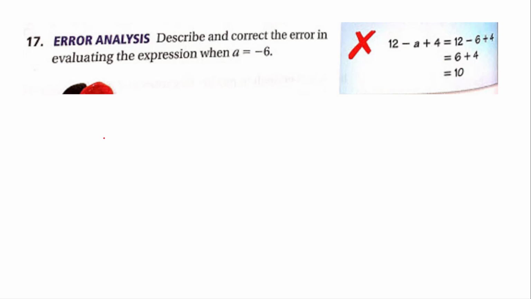So let's look. Here's the original expression, 12 minus a plus 4. Okay, and a is negative 6. So we go 12 minus negative 6 plus 4. Did they do that? No, here's the mistake. You see, they only put minus 6, but it should be minus a negative 6. So there is the error.